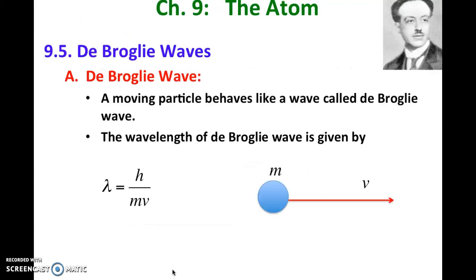Being hinted at the dual properties of light, de Broglie suggested that a moving particle might behave like a wave, called the de Broglie wave. The wavelength of de Broglie wave for a particle with mass m and velocity v is calculated as the Planck constant h divided by the particle momentum mv, i.e. the wavelength lambda is equal to the Planck constant h divided by the momentum mv.